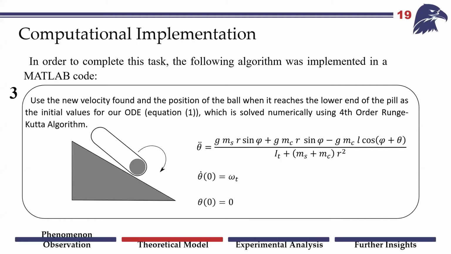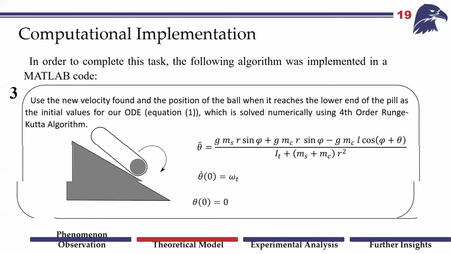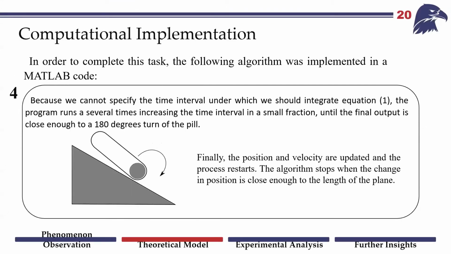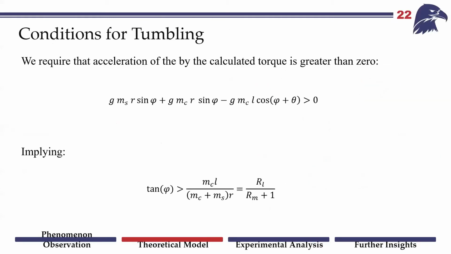And because we cannot specify the time interval over which we should integrate the equation, we run the simulation several times so that the final output is close enough to a 180 degrees turn of the peel, and then we find how long it takes. And therefore, by knowing the relation between theta and y, we know the position as a function of time. So it gives an integration like this.